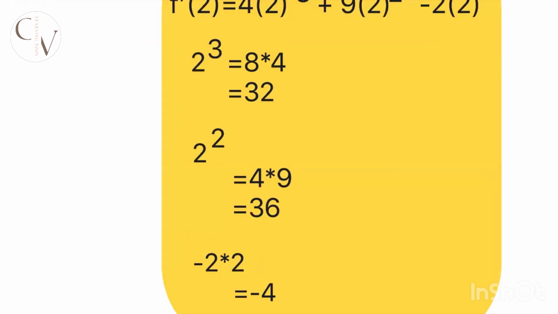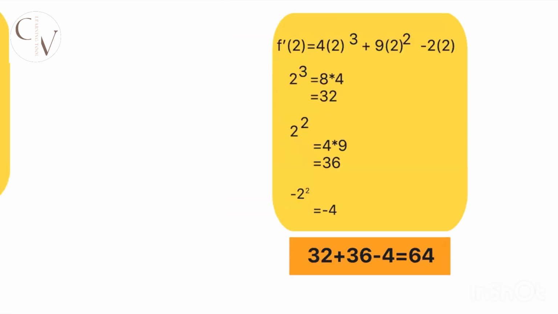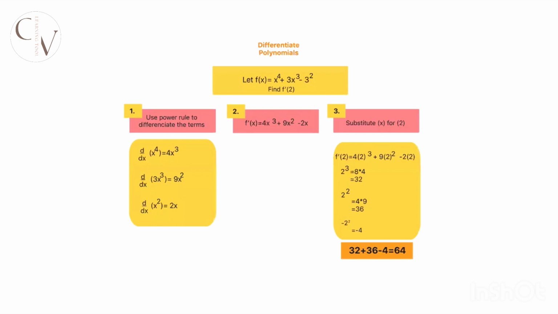Minus 2 times 2 would be minus 4. So in our final answer, we would have 32 plus 36 minus 4, getting as a final answer 64. And this is how we differentiate a polynomial.